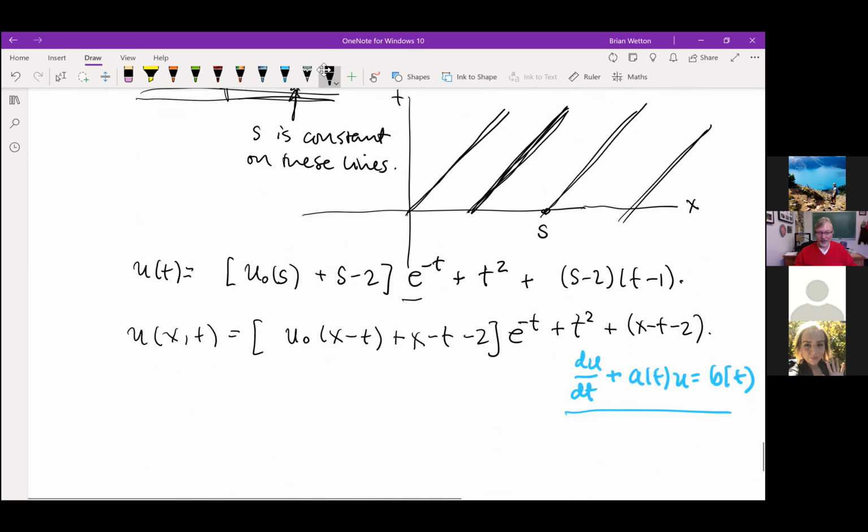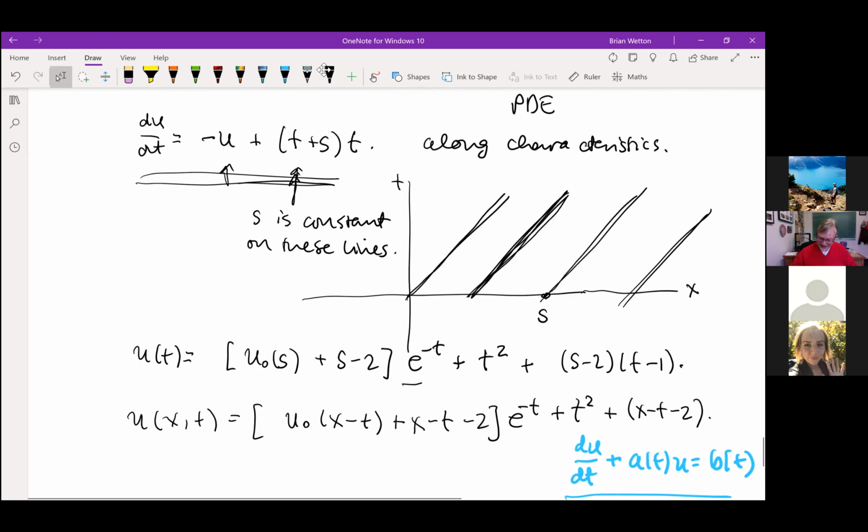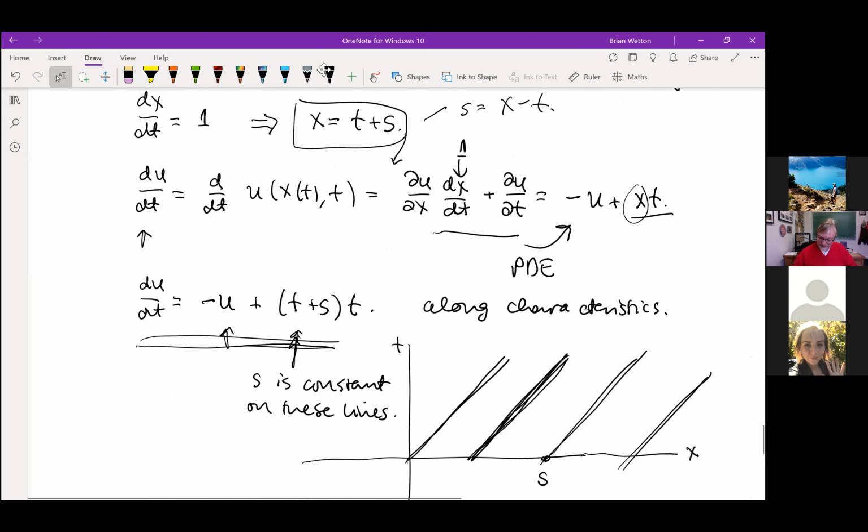So there you go. If someone said, find me the solution, u as a function of x and t, this would be what you would do. But more important, I think, is the information you're getting from this picture. You know that u is entirely determined on this line alone.